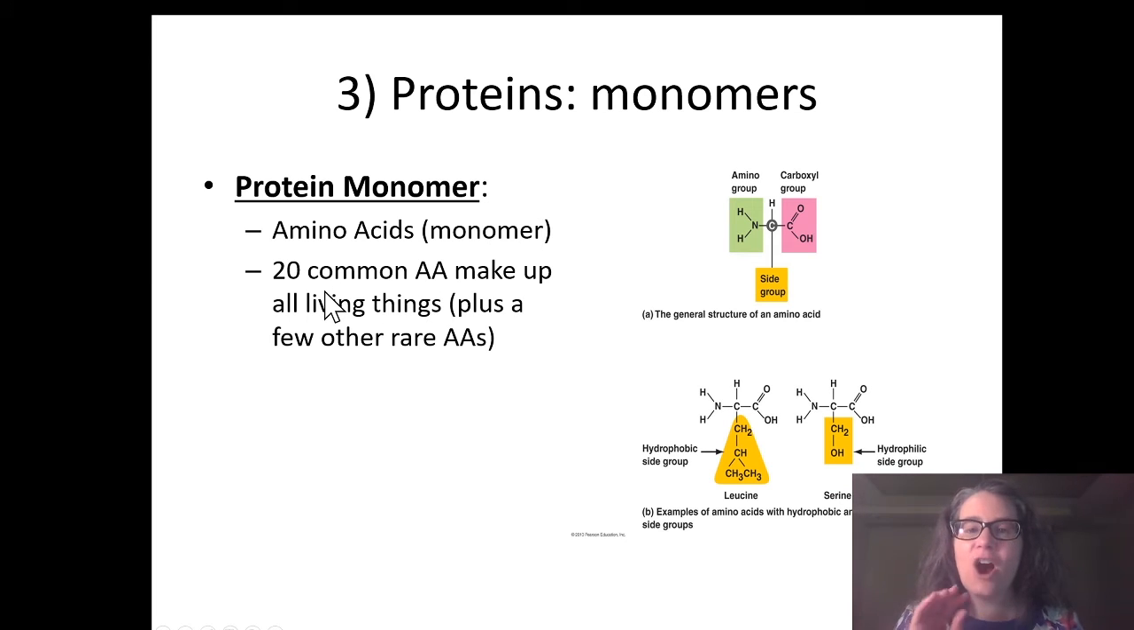There are 20 common amino acids that make up all different living things, plus there's a few rare ones as well. An amino acid has an amine group, this nitrogen group on it, as well as this carboxyl group, and then they are named for their side chains. A lot of amino acids you've probably heard of, like phenylalanine, methionine, something like tryptophan. So you might have heard of those particular amino acids.